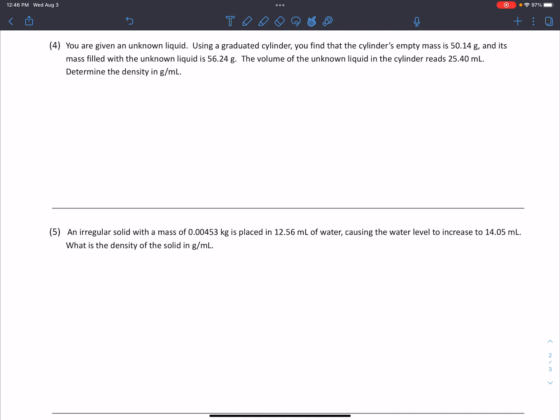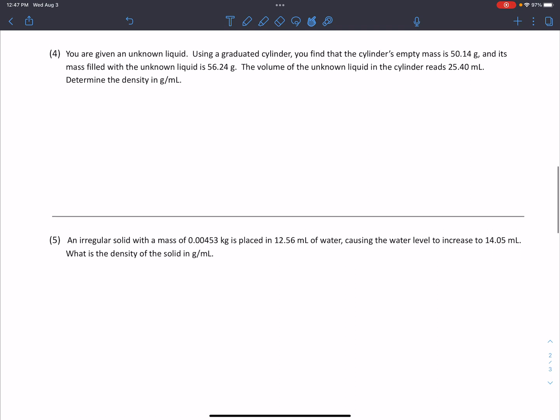Problem number 4 says you are given an unknown liquid. Using a graduated cylinder, you find that the cylinder's empty mass is 50.14 grams and its mass filled with the unknown liquid is 56.24 grams. The volume of the unknown liquid in the cylinder reads 25.40 milliliters. Determine the density in grams per milliliter.